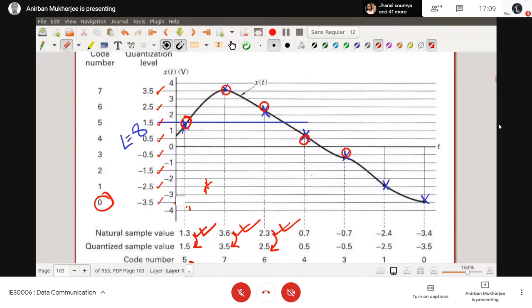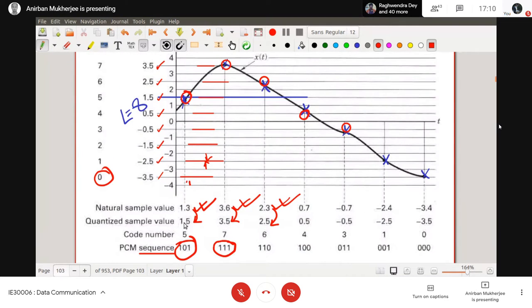So as we remember, these are my levels: 1, 2, 3, 4, 5, 6, 7, 8 different levels. With this quantized value, we have finally got this code number, which shows which levels I will transmit.